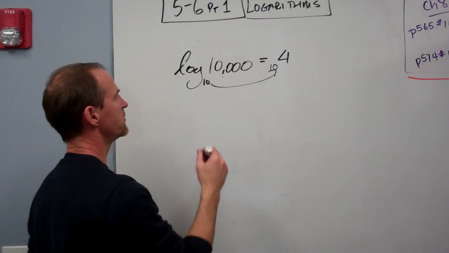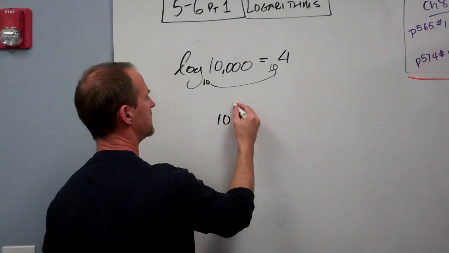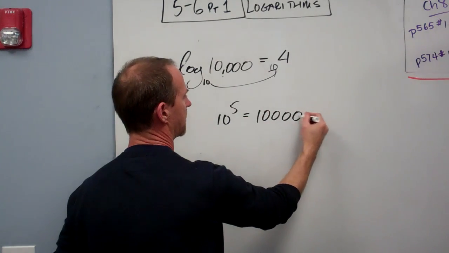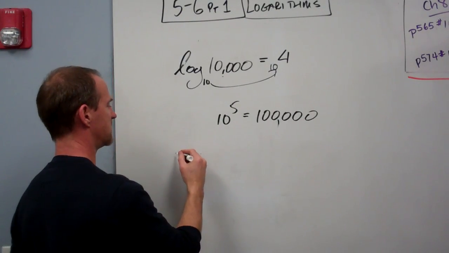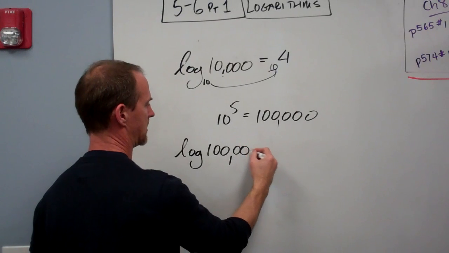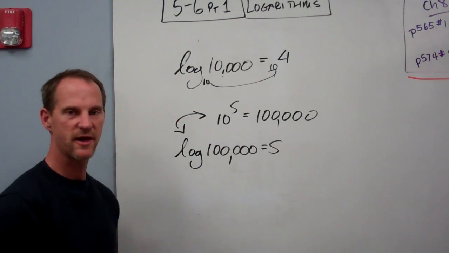All right? So if you had a question that was, write the following in logarithmic form, okay, you would write this in logarithmic form as the log of 100,000 is equal to 5. These are equivalent statements. Okay?